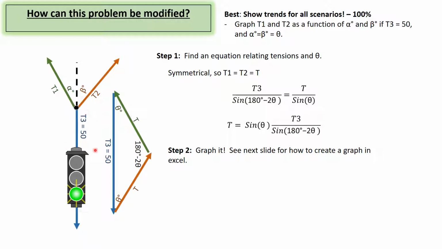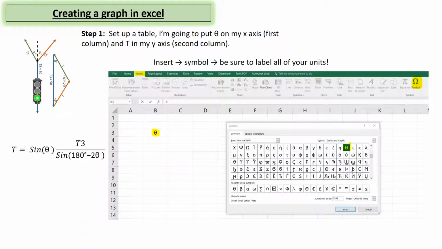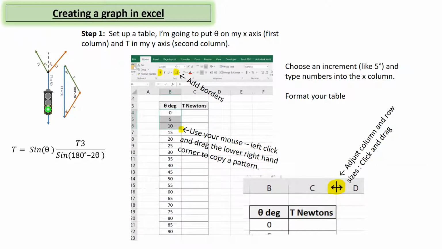So we're going to enter the weight of our stoplight in here, and then here are our angles. So tension as a function of those two angles, and we'll set this up in Excel to graph it. If you want to create a nice table and label everything with angles and symbols, go to Insert, Symbol, and you can fish around and find things like angles.